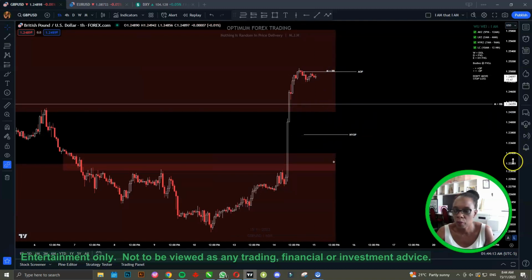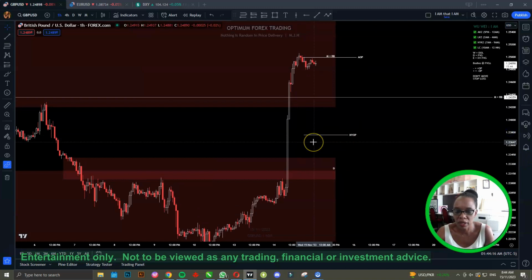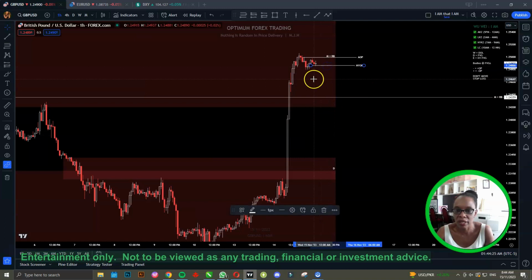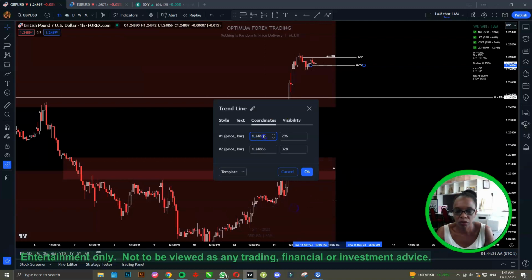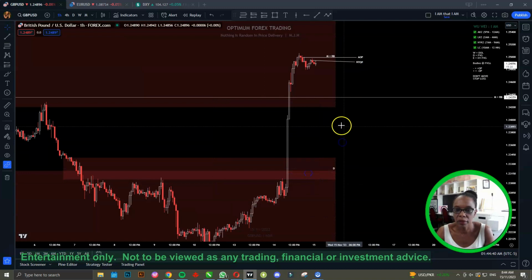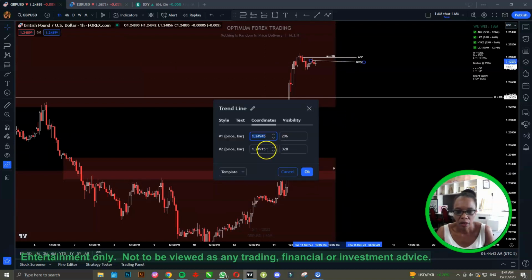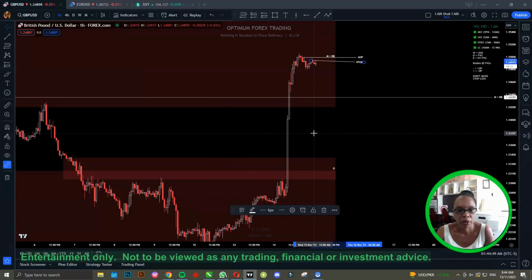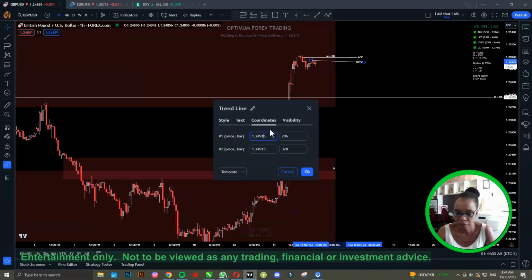Righty, and then New York open will be at New York midnight, which is this candle here, and that's 1.24915. They're close, almost like we are in a reconciliation phase. Let's just double check this. Sorry. Okay, 1.24915, not 945. 915. There we go.